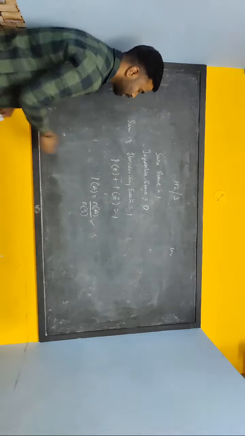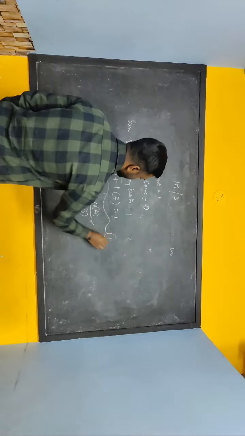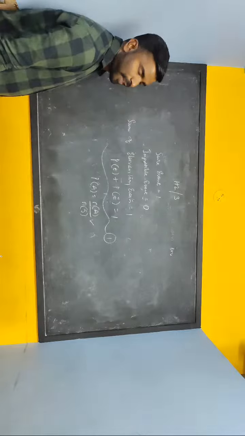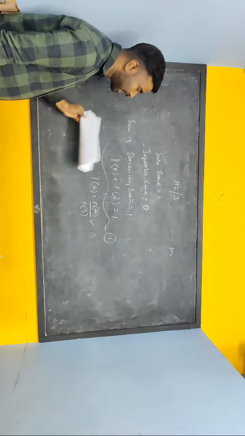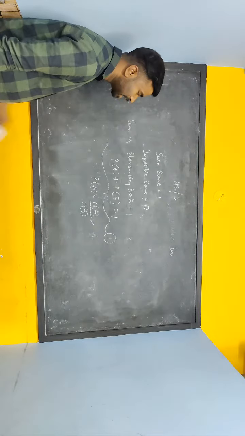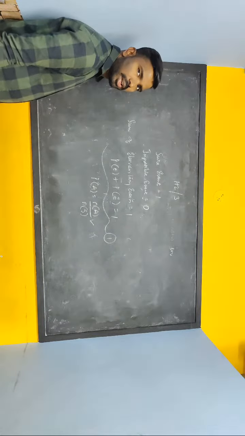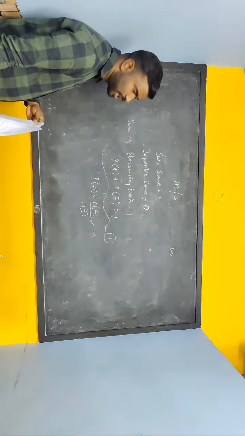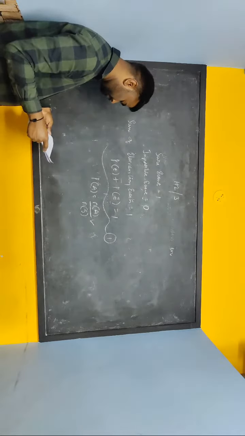Based on this, you can expect a 1-mark question. Probability of winning a game is 0.34. What is the probability of losing it? It will be 1 minus 0.34, you get 0.66.